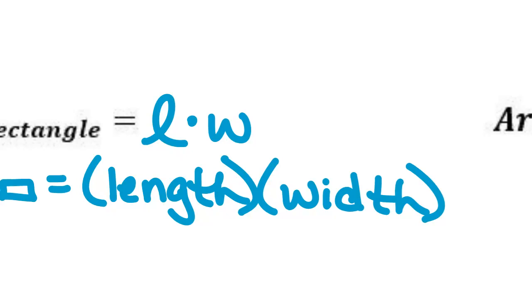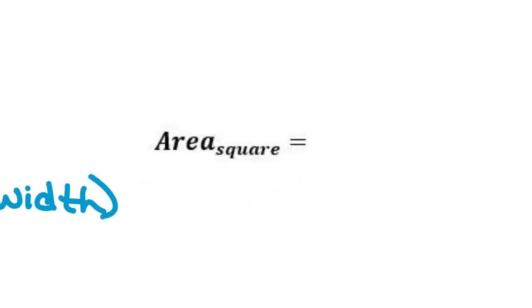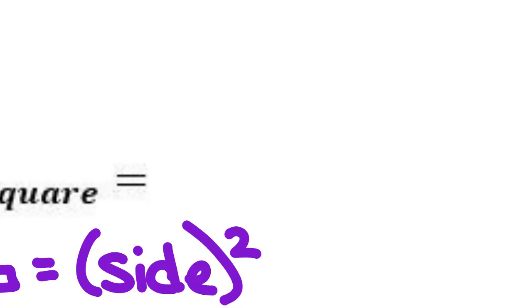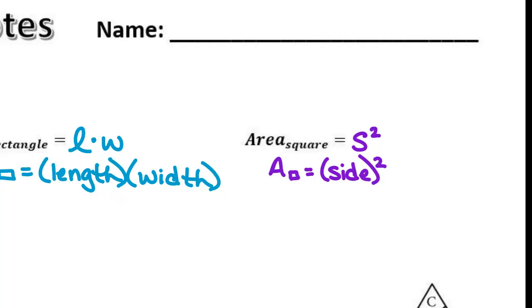What about for a square? Tell me about the length and the width of a square. They're all going to be the same. So instead of saying length times width, we normally will say side squared. It's the same thing as length times width, but the length and the width are the same thing. So we take that distance, we call it S for the side of the square, and we multiply it by itself.